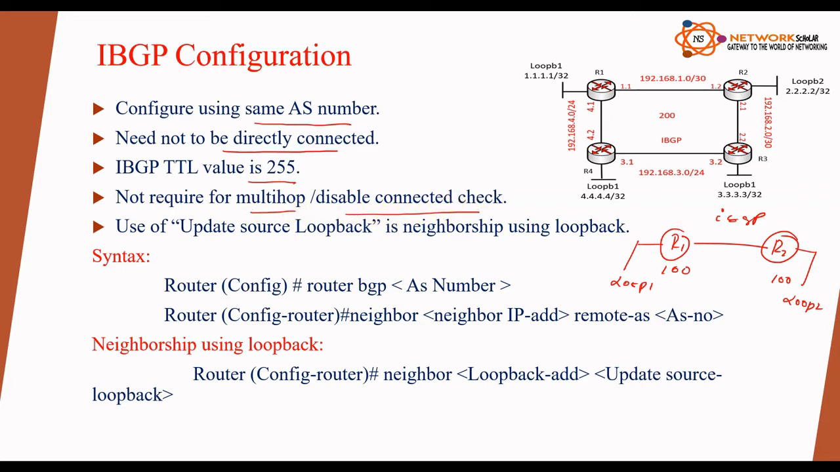But in terms of eBGP, if we would like to establish the neighborship between router 1 and router 2, and they are indirectly connected, then we have to increase the TTL value. But in terms of iBGP, that is not required, so we do not need to use the multi-hop command or the disable connected check, and we use update-source loopback if the neighborship is forming using loopback. So if you are forming the neighborship between loopbacks, then you have to specify where the packet is initiating from.